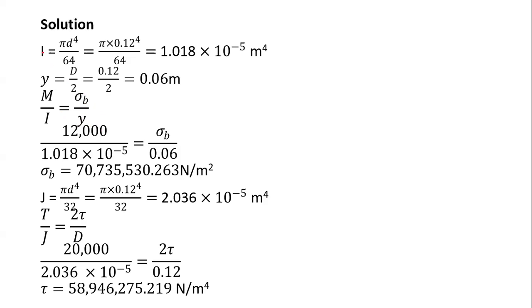So I start with I, second moment of area about the neutral axis. So pi D⁴ over 64, that's our formula. Our D is 0.12, so pi times 0.12 raised to power 4, everything divided by 64, I get 1.018 times 10 power negative 5. Then I also have Y, which is D over 2, is equal to 0.12 over 2. 0.12 divided by 2, I get 0.06.